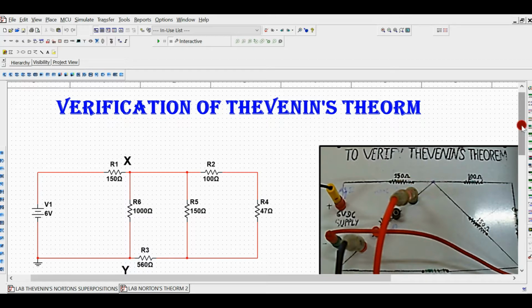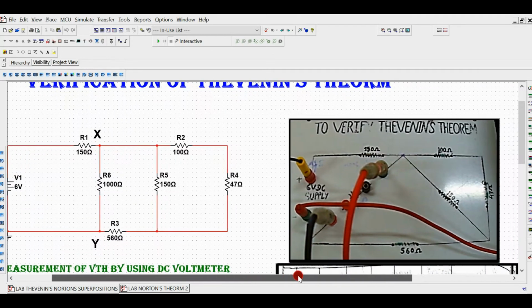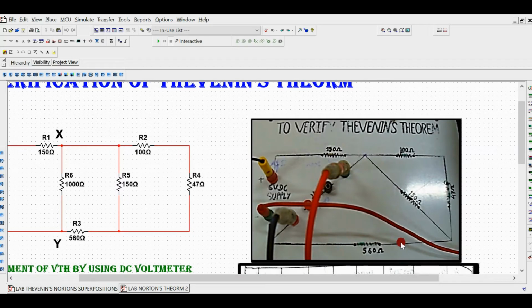So see at the right side, you will see here guys, this is the circuit diagram that is printed on the hardware kit which is available in the lab. You can see the same circuit. There is a 6 volt DC supply at the left side. 150 ohm resistance is here. Then this is a 100 ohm resistance at the right side. Then this one is a 150 ohm resistance, and this one is a 47 ohm resistance connected at the extreme right.